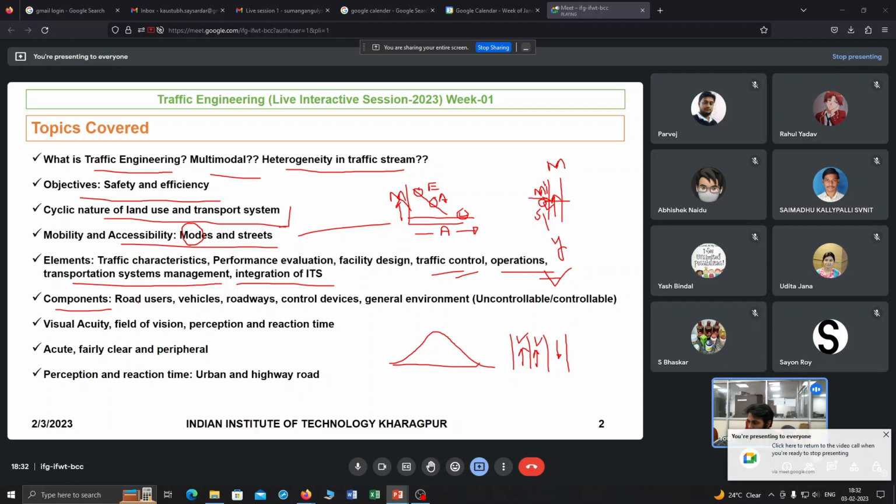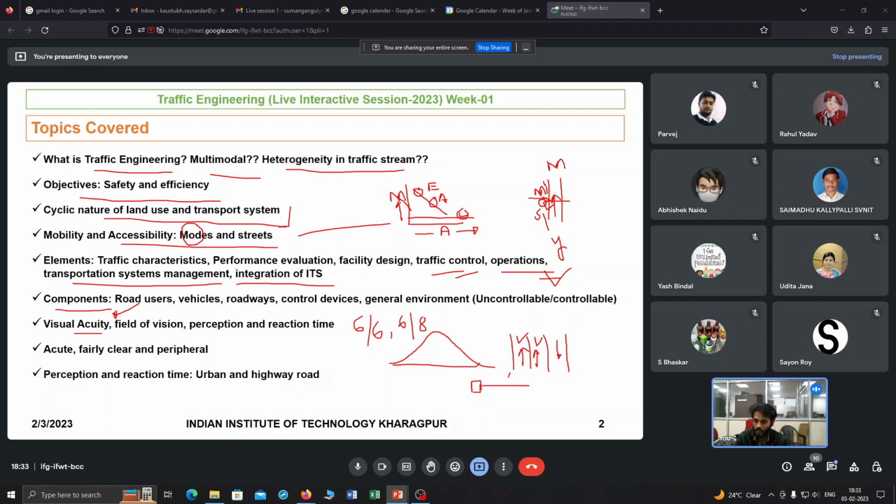Now, under road users, there are some things that have to be known. Suppose you are driving a vehicle, maybe a motorcycle or whatever. Visual acuity is very important. It is a measurement of how your eye is performing, a performance measure for the eye, like an eye test. Visual acuity is generally expressed like 6 by 6, 6 by 8. What is 6 by 6, 6 by 8? Suppose a driver is able to see a particular object from a distance of 6 meters, suppose I am saying.